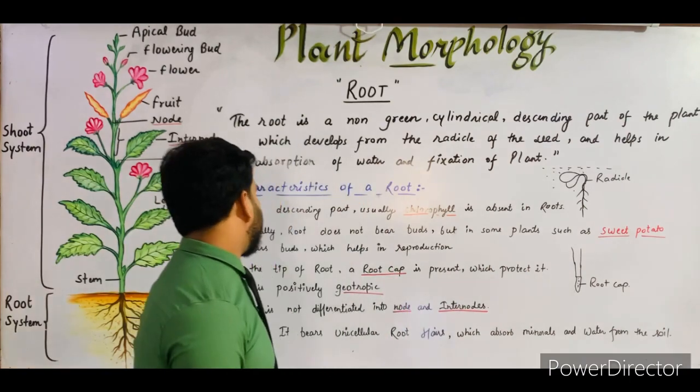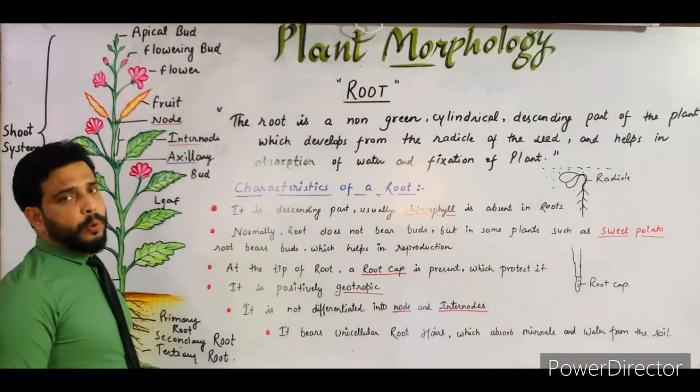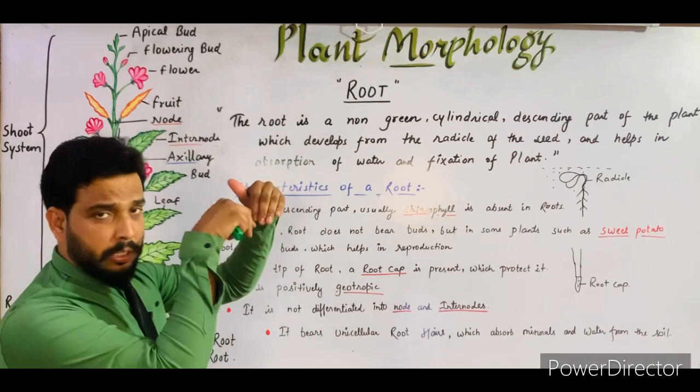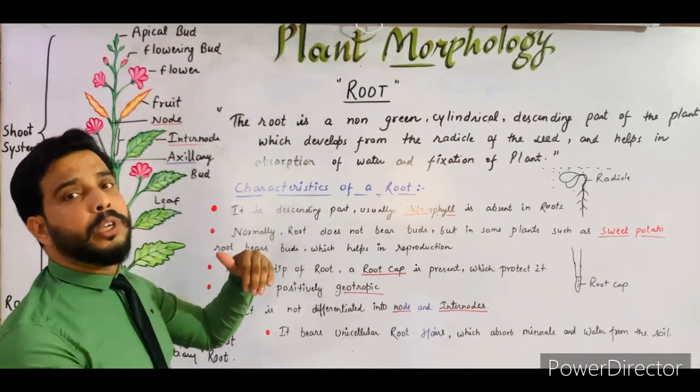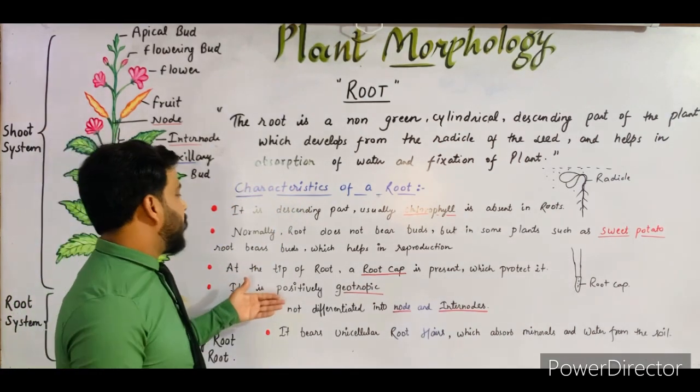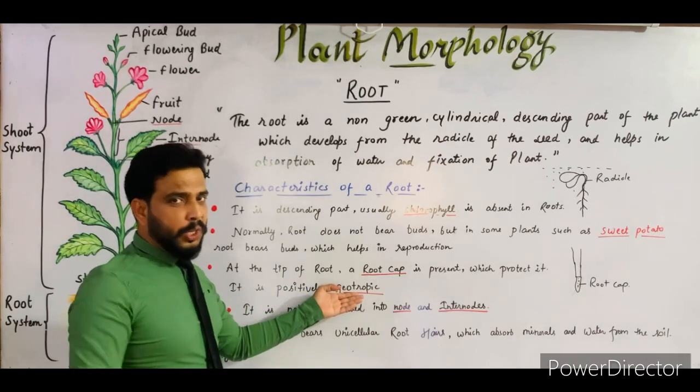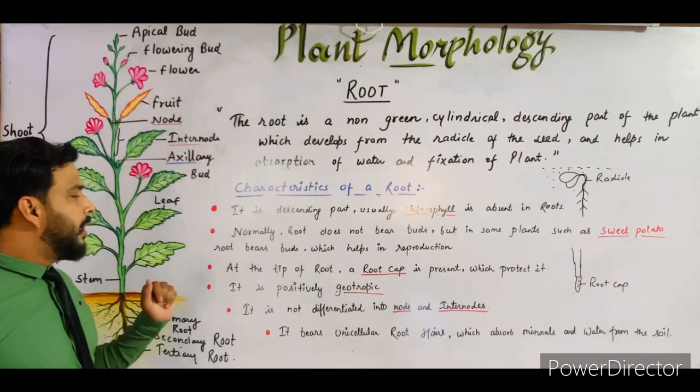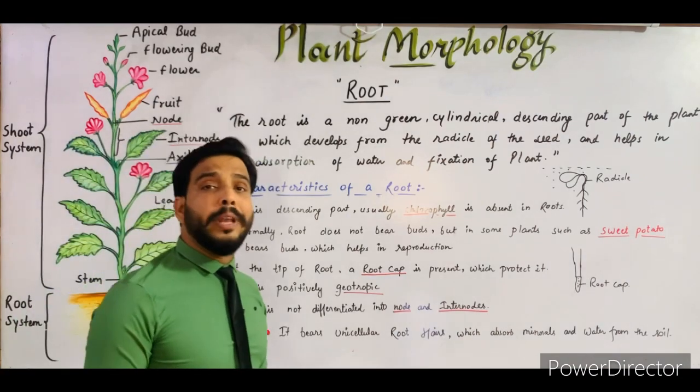Now the next point is, it is positively geotropic because it is growing towards the soil, towards the earth, so it is positively geotropic. Next point is, it is not differentiated into node and internode.